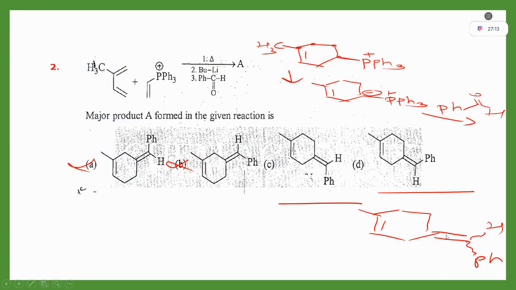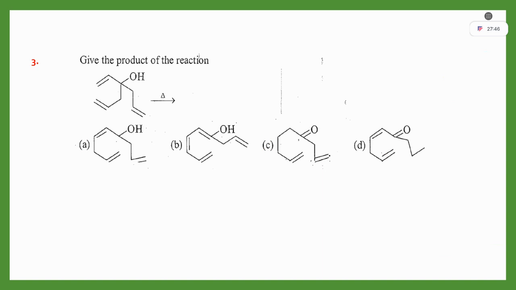Why? Because this is not your stabilized ylide. This is your unstabilized ylide. And if you don't know what is a stabilized ylide, let me tell you, there should be any group which can stabilize this negative charge. But these are alkyl groups only. So this is your unstabilized ylide. And we know that stabilized ylide gives E and unstabilized ylide gives Z. So obviously this will be correct. This is Z, priority 1, Z. Very good, Aarti.